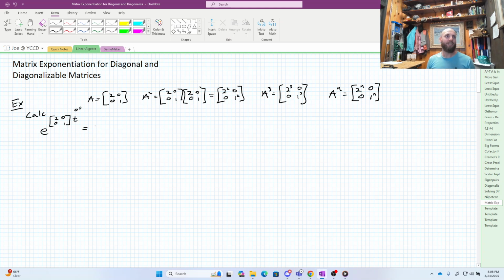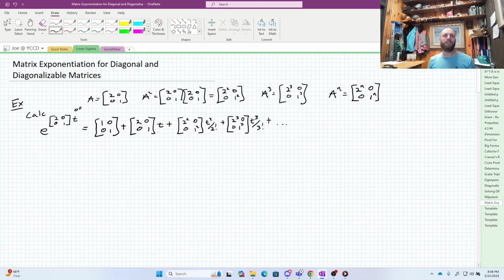I'm going to write this out using the power series. It's the identity matrix, plus A, so [2 0; 0 1] times t, plus 2 squared, 1 squared on the diagonal times t squared over 2 factorial, plus 2 cubed and 1 cubed on the diagonal and t cubed over 3 factorial here. And then I'm going to get a bunch more of these.